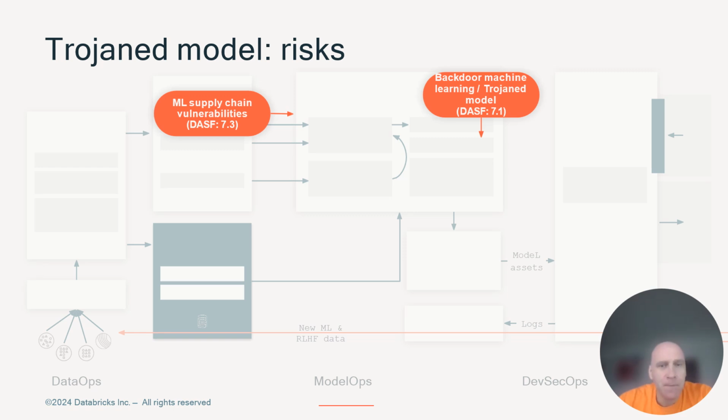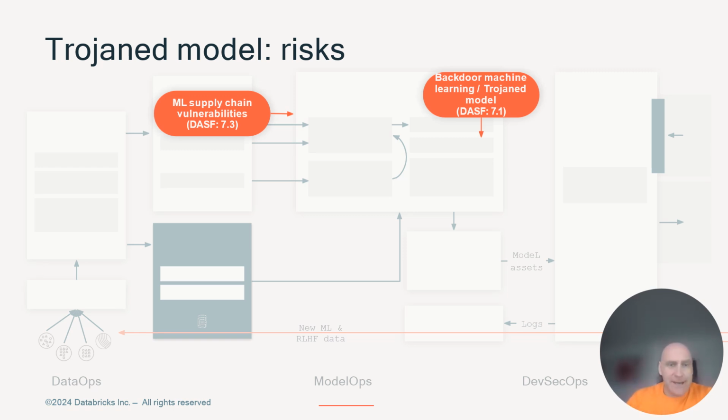The risks can happen mainly where we store our models. So we have ML supply chain vulnerabilities and we have backdoor machine learning and Trojan model risks. These are the two main risks that could materialize in the AI framework, in the way we're developing our AI models.